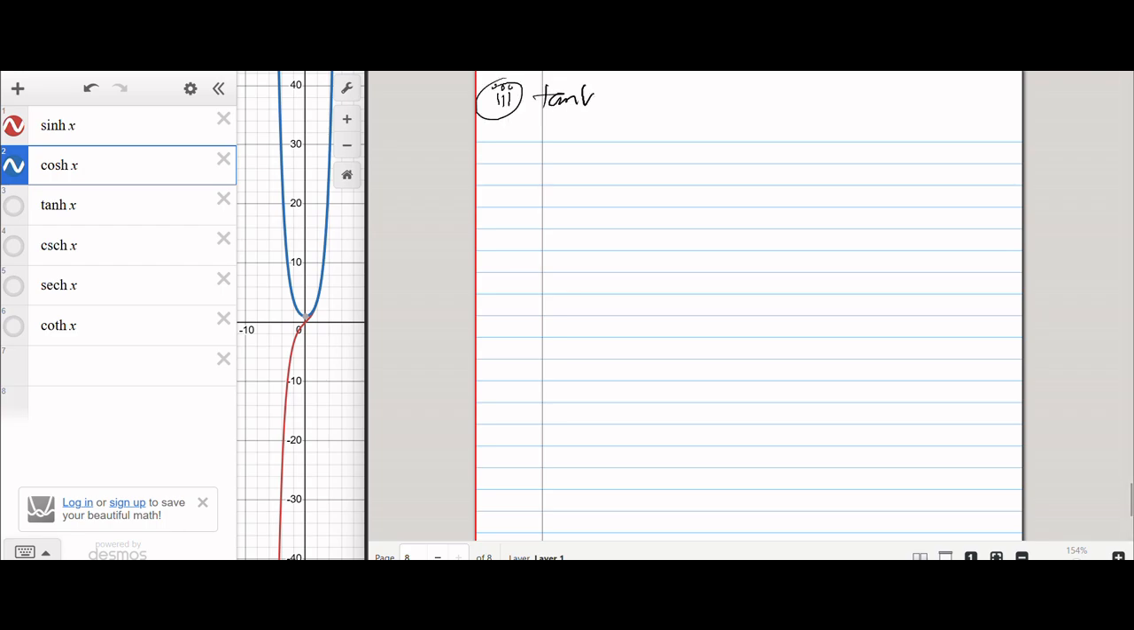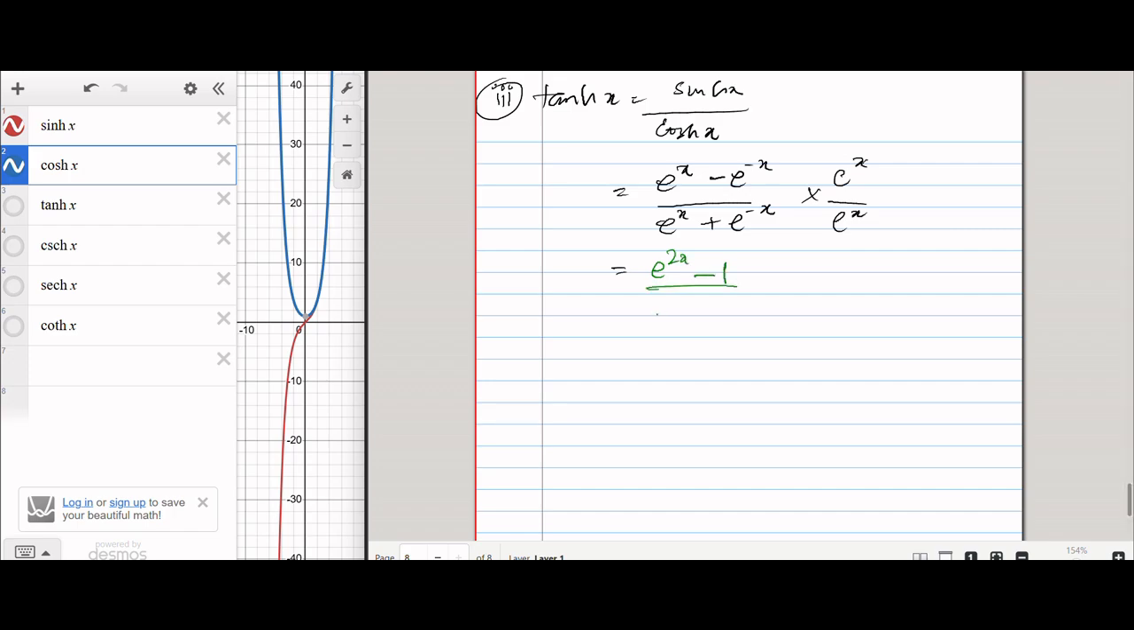So tan hyperbolic function, it is what? Sine hyperbolic function by cos hyperbolic function. So it's e power x minus e power minus x by e power x plus e power minus x. To make things easy, we will multiply the numerator and denominator with e power x, so we get e power 2x minus 1 by e power 2x plus 1. At x equals 0, it's 1 minus 1 by 1 plus 1, so it's 0. So if we plot it, we'll get this.